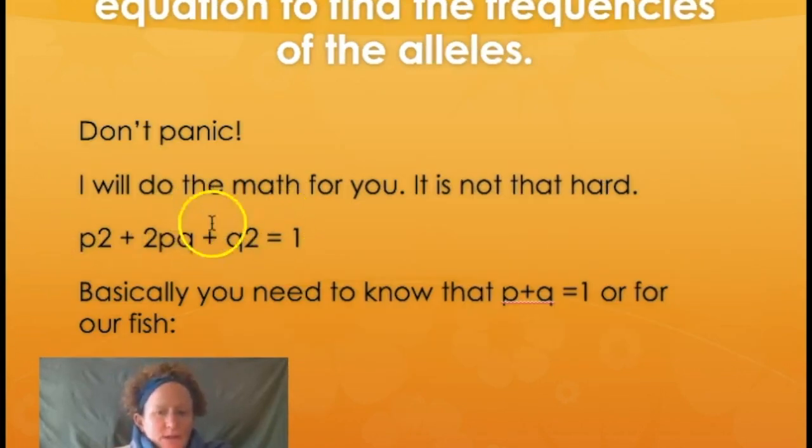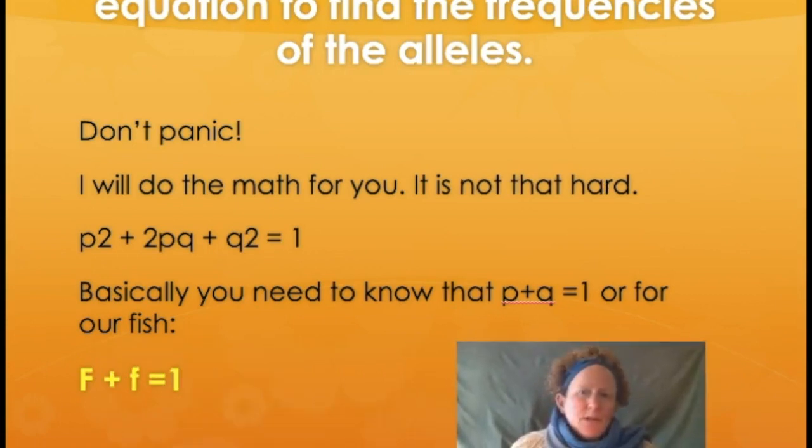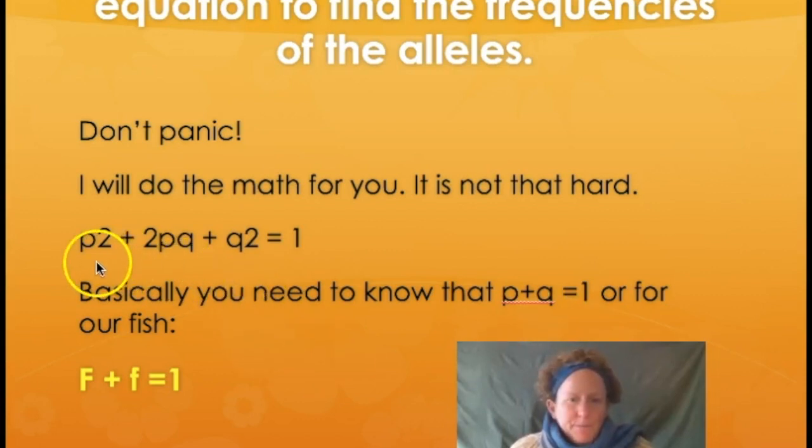We can use some nifty math called the Hardy-Weinberg equation to find the frequencies of the alleles. Remember, we were interested in not just the color of the fish, but the genes, the alleles, that cause the color of the fish. Don't worry, we're going to do the math together. It's not that hard. Just take a deep breath. Just because you see some algebra on the screen, it doesn't mean you need to panic.